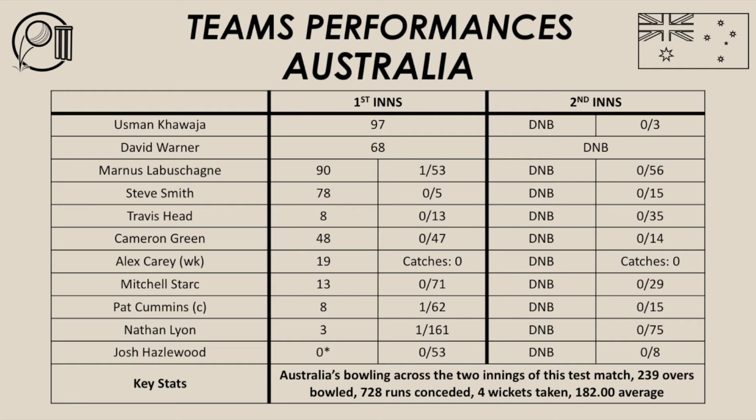Smith, for his 78 runs, he faced 196 balls. He batted for almost 300 minutes, 299 minutes he spent at the crease. And Cameron Green, for his 48 runs, he faced 109 balls, and he batted for 126 minutes at the crease. So looking at that, that's very good for Australia.